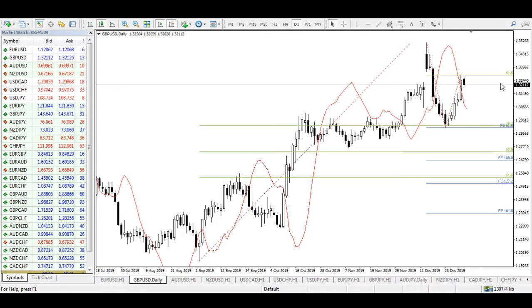So if we are entering a sell, we have to protect the position. That's why I suggest you move your stop loss to the break-even point as soon as you start running in a floating profit of 50 pips.